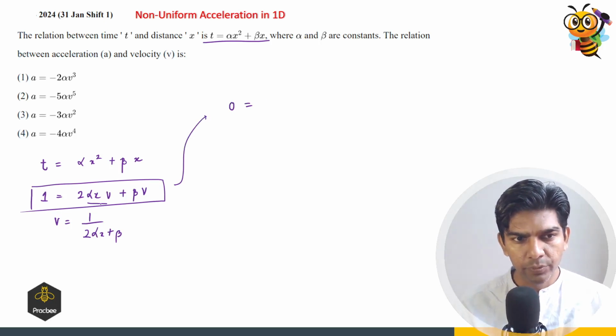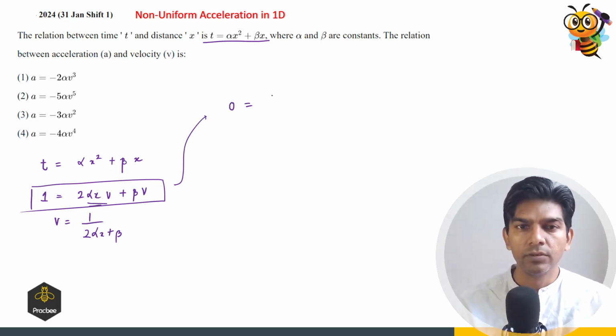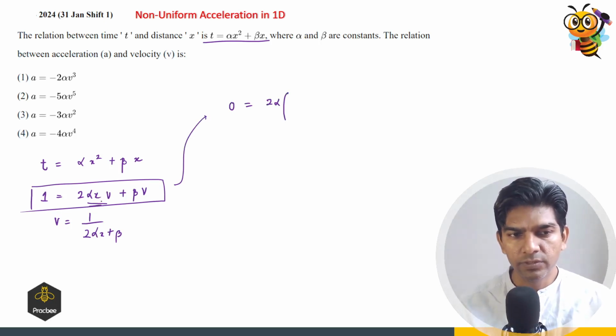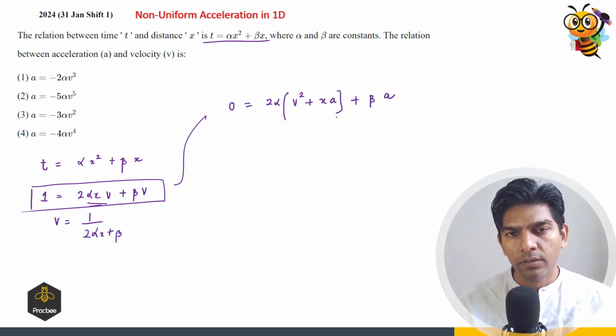Now we can apply the product rule, because we have x times v. So it will be 2 alpha times the differentiation of x, which will be v, so v square, and the differentiation of v will be acceleration. So it will be x times a, and then beta times a, right?